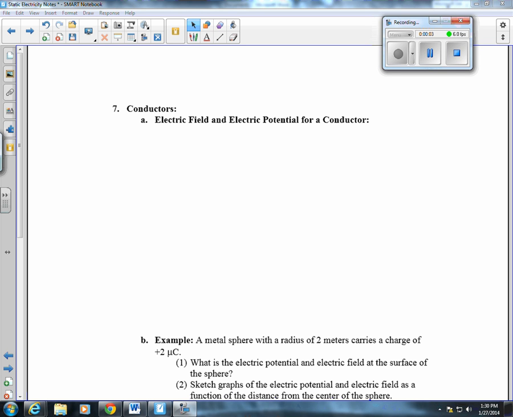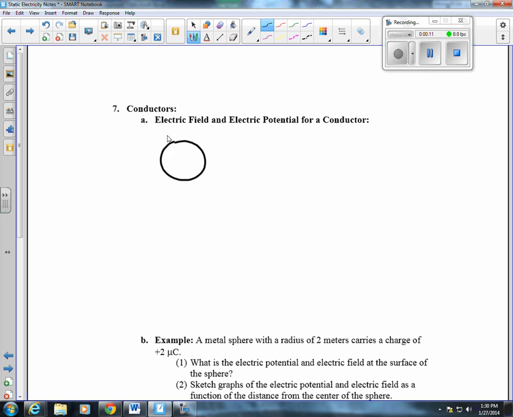In this video, we're going to be talking about what happens inside a conductor. So I'm going to imagine that I have a conductor in an electric field. I'm going to want my electric field going this way. Okay? Now, since this is a conductor, the charges are free to move, so they will react to this electric field.